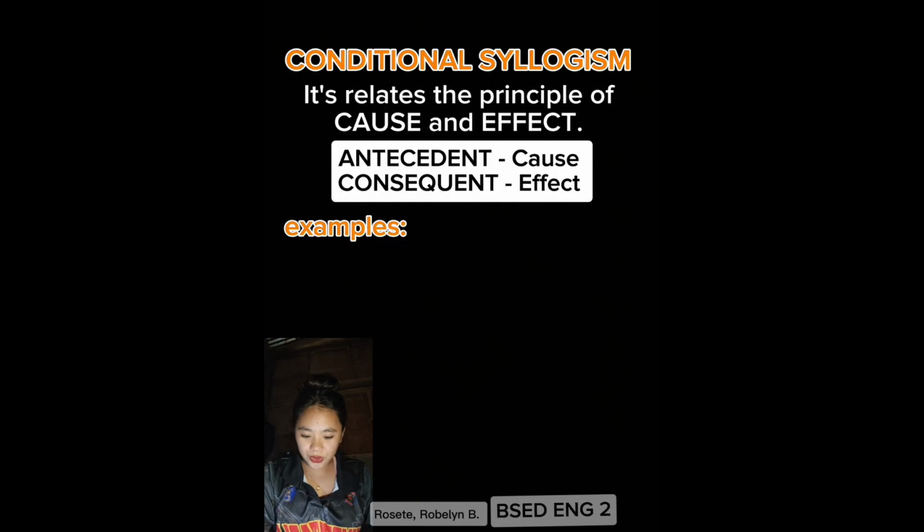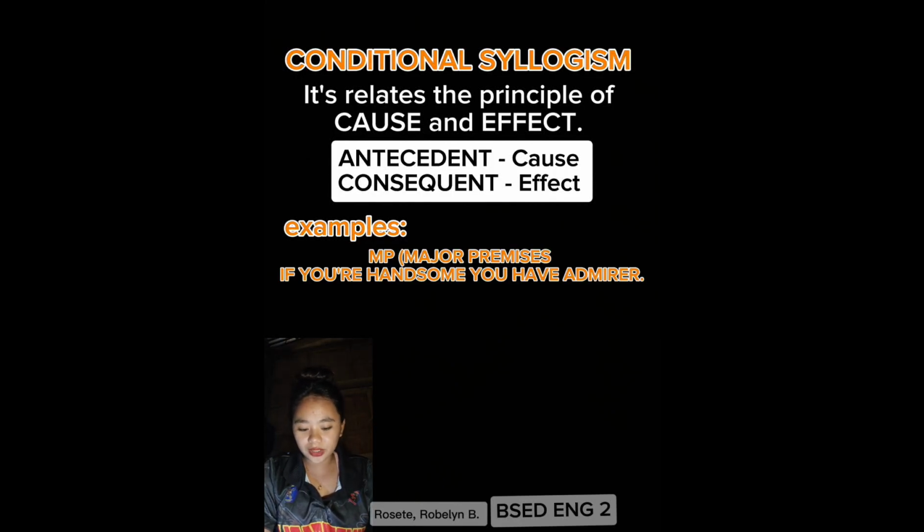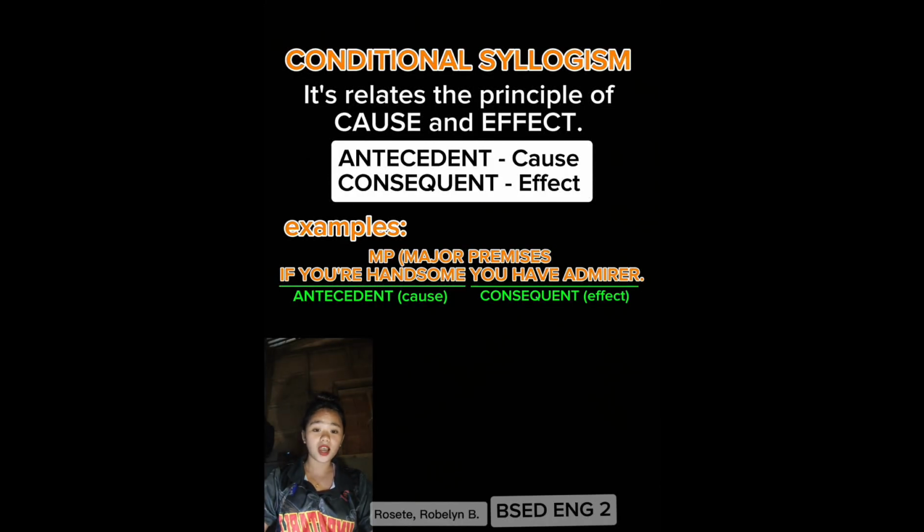Example: if you are handsome, then you have admirers. I said earlier that the antecedent is the cause, while the consequent is the effect. So our antecedent here is "if you are handsome," because that is the cause. So what would be the effect if you are handsome? You will have admirers, which is what is written in our major premise: if you are handsome, then you have admirers. Our minor premise here is "you are handsome," which is the cause, while the ergo, or the conclusion, is "you have admirers."